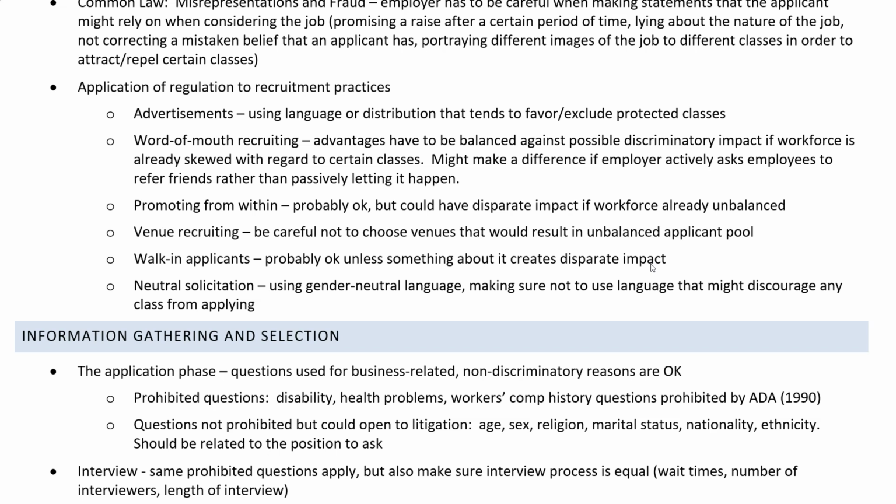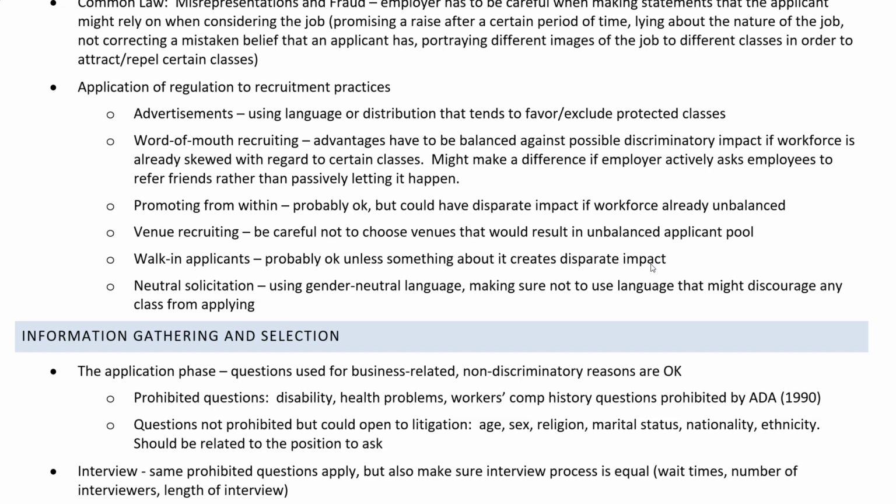Venue recruiting, where are we going to actually do the recruiting? So if I'm only going to schools that only have certain protected classes, if this school skews very white or very black or very Asian or very whatever it is, it's at least something that I should consider. Again, I'm usually going to be okay doing these things, but over time, and as a company grows bigger and bigger and draws more scrutiny from the public, it's the kind of thing that might come into play. Let's say I only take in walk-in applicants. Again, probably okay, unless there's some disparate impact in there. Again, edge cases.